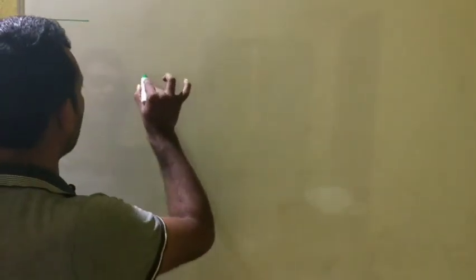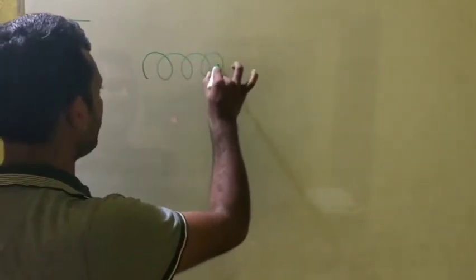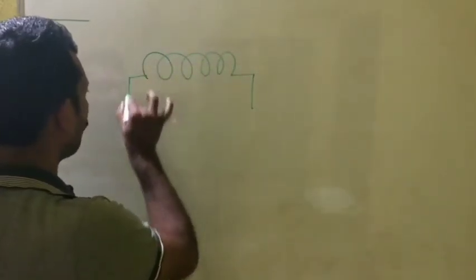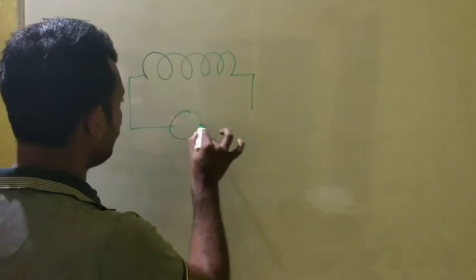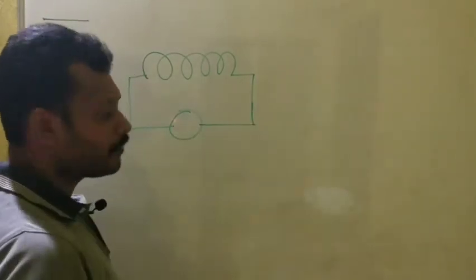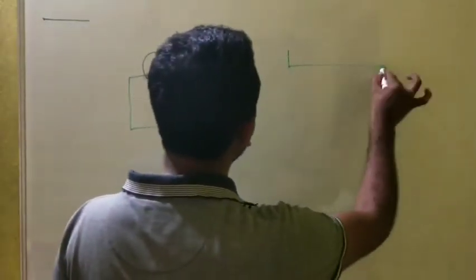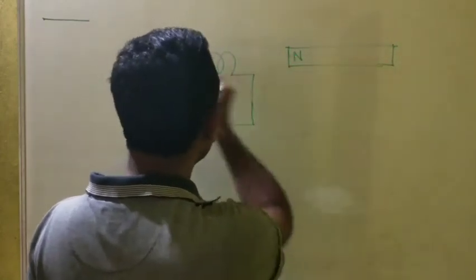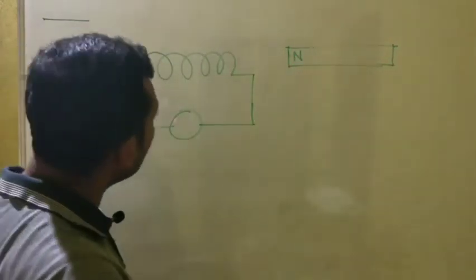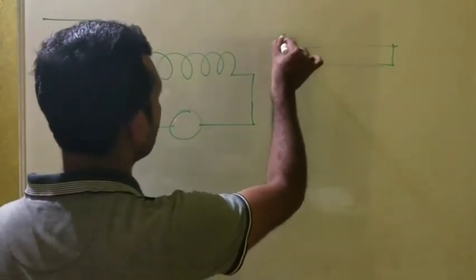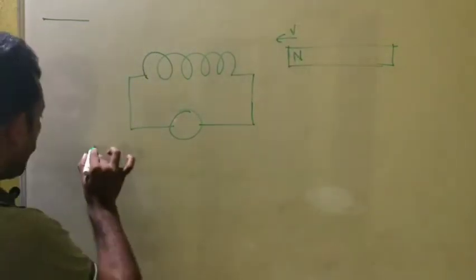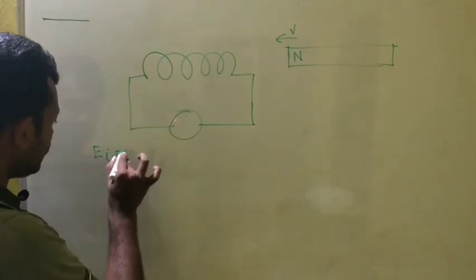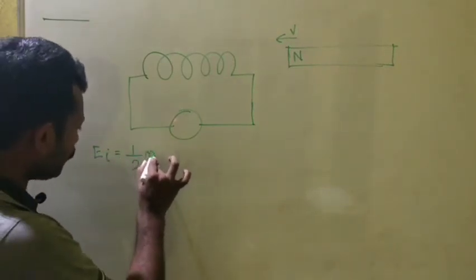Now, one of the questions that we have seen in the previous video was Faraday's experiment, like the galvanometer connected to a coil, and a north pole is brought towards this coil with a speed v. So it has an initial kinetic energy equal to half mv square.